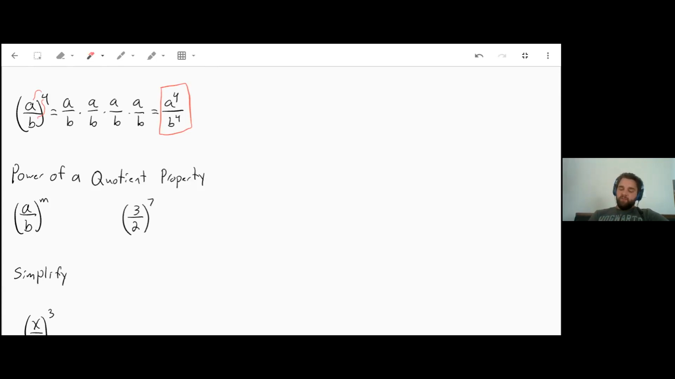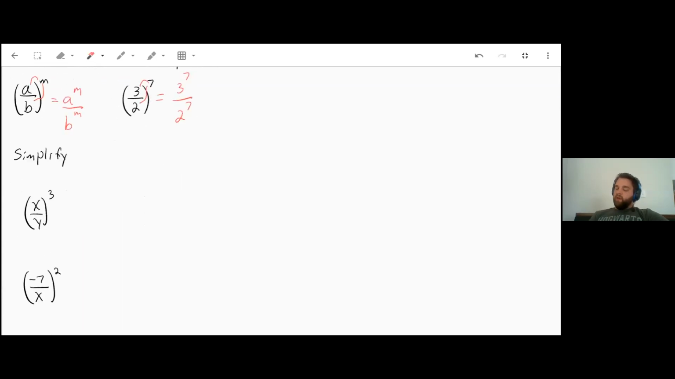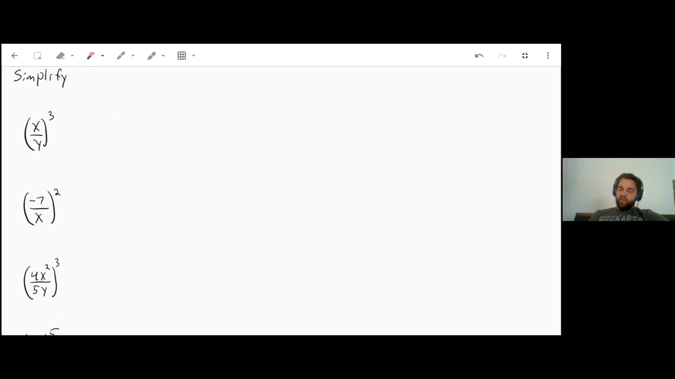So let's go and use this a few times. So for this one, we would have a to the m over b to the m. For this next one, we would distribute that 7 into both parts, and we'd come out with a 3 to the 7th on top over 2 to the 7th on the bottom. And we can go and simplify some more things. So we can distribute that 3 in, and we'll get an x to the 3rd on top and a y to the 3rd on the bottom. We can distribute that 2 in on the next one and get a negative 7 squared on top and an x squared on the bottom. Or if we want to multiply that out, that would give you a 49 on top and an x squared on the bottom.